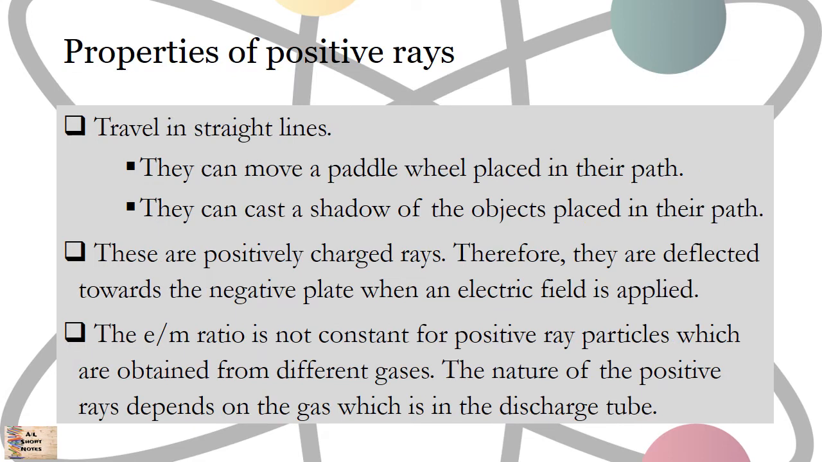Properties of positive rays: they travel in straight lines. They can move a paddle wheel placed in their path. They can cast a shadow of objects placed in their path. These are positively charged rays. Therefore, they are deflected towards the negative plate when an electric field is applied. The e/m ratio is not constant for positive ray particles obtained from different gases. The nature of the positive rays depends on the gas in the discharge tube.